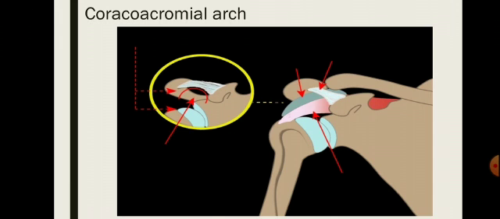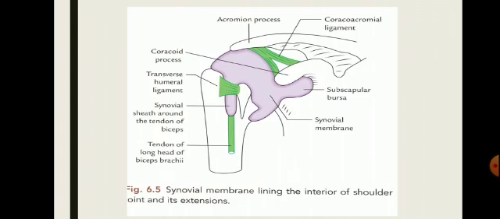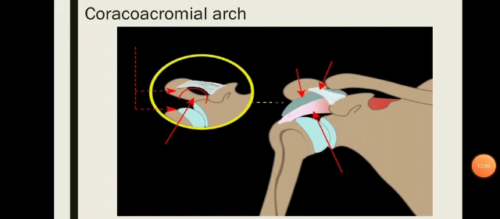Mainly it prevents superior dislocation. The structure present under this coracoacromial arch is the supraspinatus muscle, which lies very deep to the deltoid muscle.